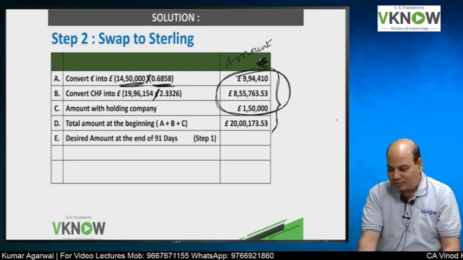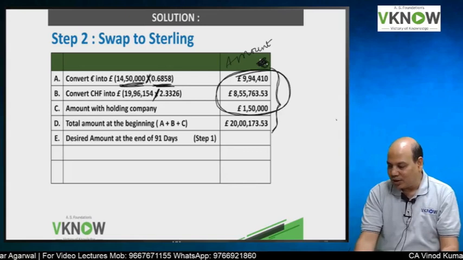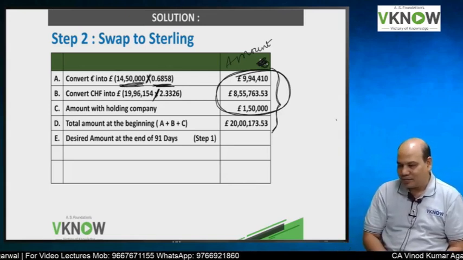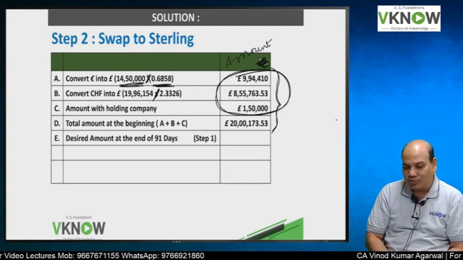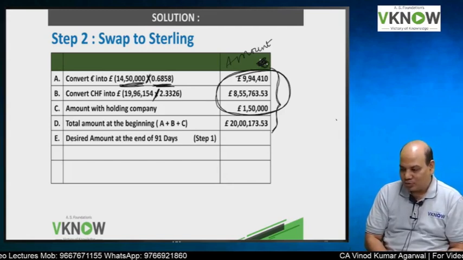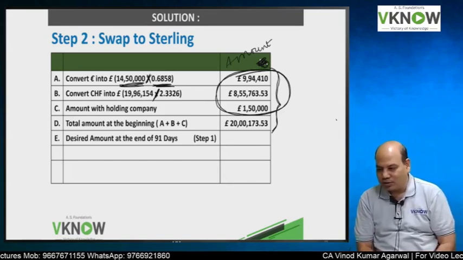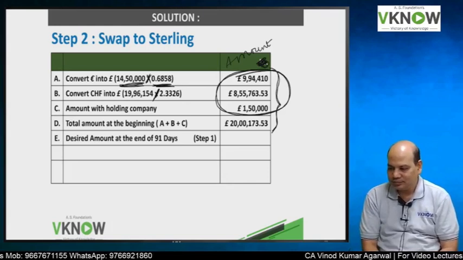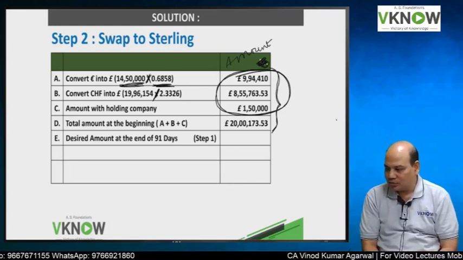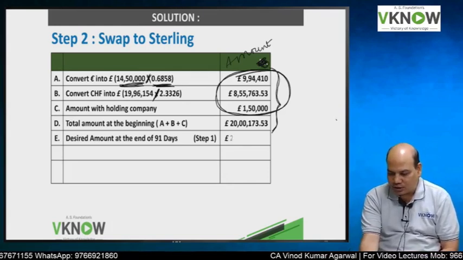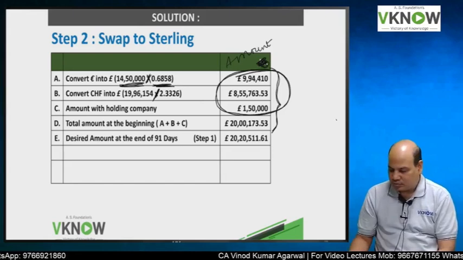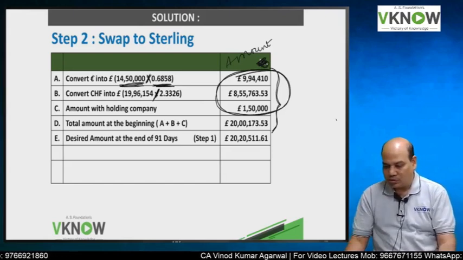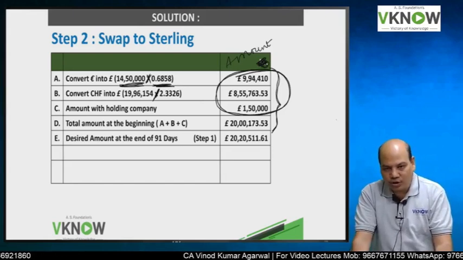Now write down desired amount at the end of 91 days. Go to step 1 total. Go to the previous step, look at the total. Yes, students, please reply. What was the answer in the previous step? 2,020,511.61. So you want this amount the bank should give you on maturity.